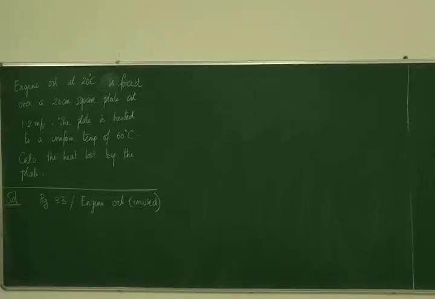This is a question from J.P. Holman's textbook. Engine oil at 20 degrees is forced over a 20 centimeter square plate at 1.2 meter per second. The plate is heated to a uniform temperature of 60 degrees. Calculate the heat loss by the plate.